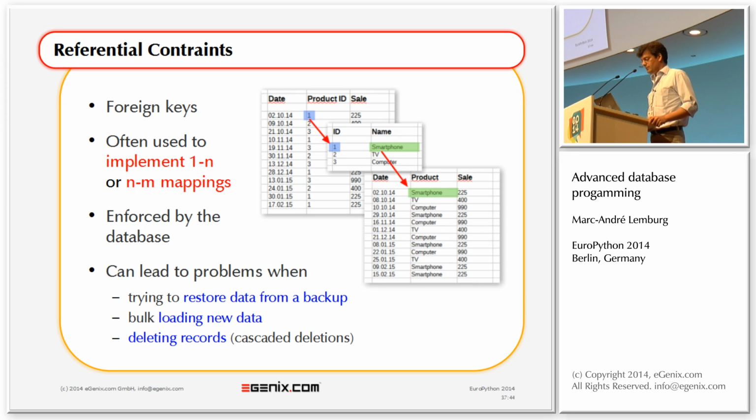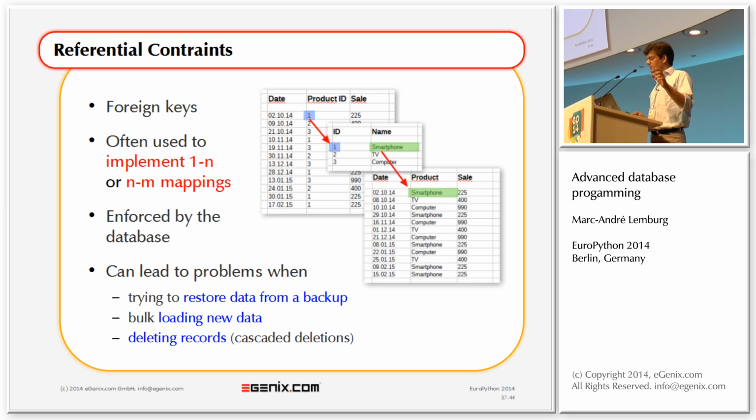Usually you use foreign keys for that. You can implement one-to-n mappings, you can implement n-to-m mappings. The constraints are enforced by the database, and that can sometimes lead to problems. Because if you have lots of references in your database schema and you want to load data into your database, then it'll often fail because the way that the data is loaded does not actually match those referential constraints. With some databases, you can switch off the checking for those constraints during the load phase, but it's not really ideal.